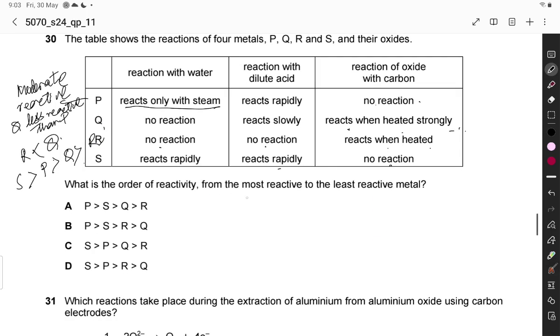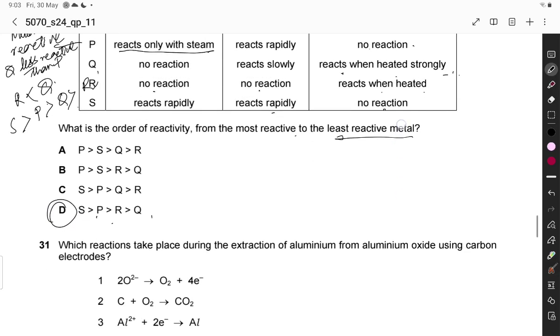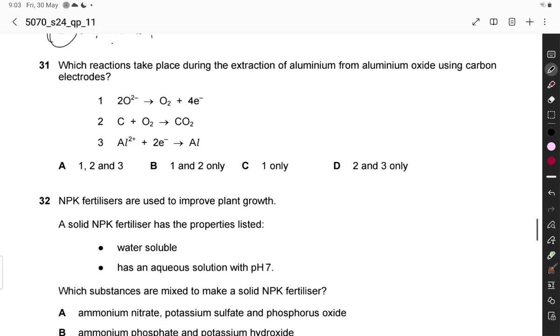So what is the order of reactivity from the most reactive to the least reactive metal? S is more reactive than P, then R, then Q. This is the correct option. Which reaction takes place during the extraction of aluminium from aluminium oxide using carbon electrodes? This is the reaction at the anode: carbon plus oxygen forms carbon dioxide.